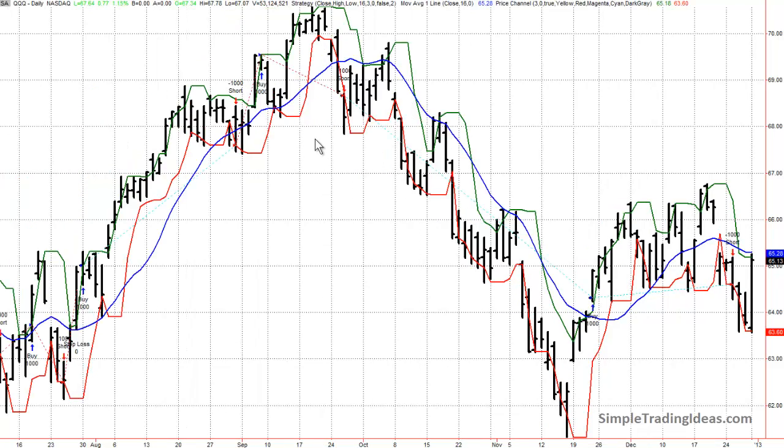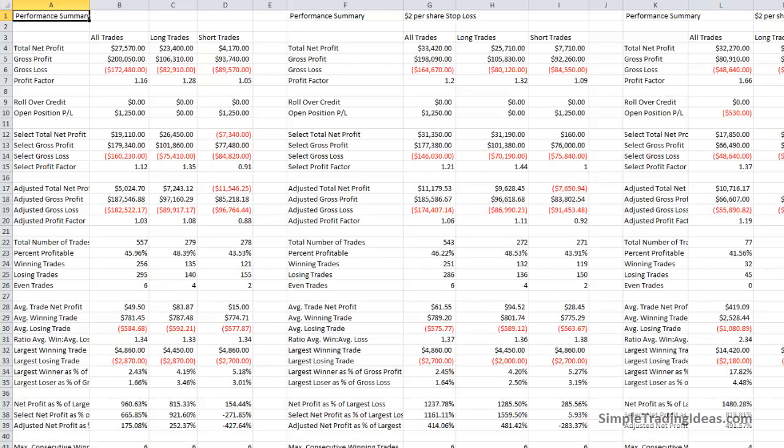We could look at a chart and look at the entry and exit points, but until we actually see the actual performance, it's very easy to fool yourself into thinking that a system looks good without looking at the performance. So what we're going to do is pop into our Excel spreadsheet and compare the performance of these systems. All right, here we are.